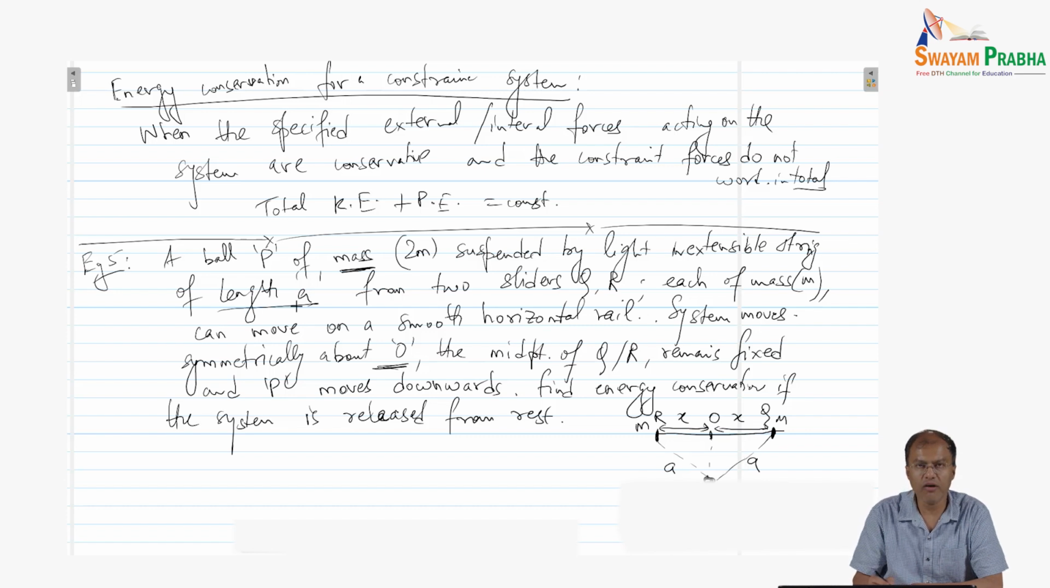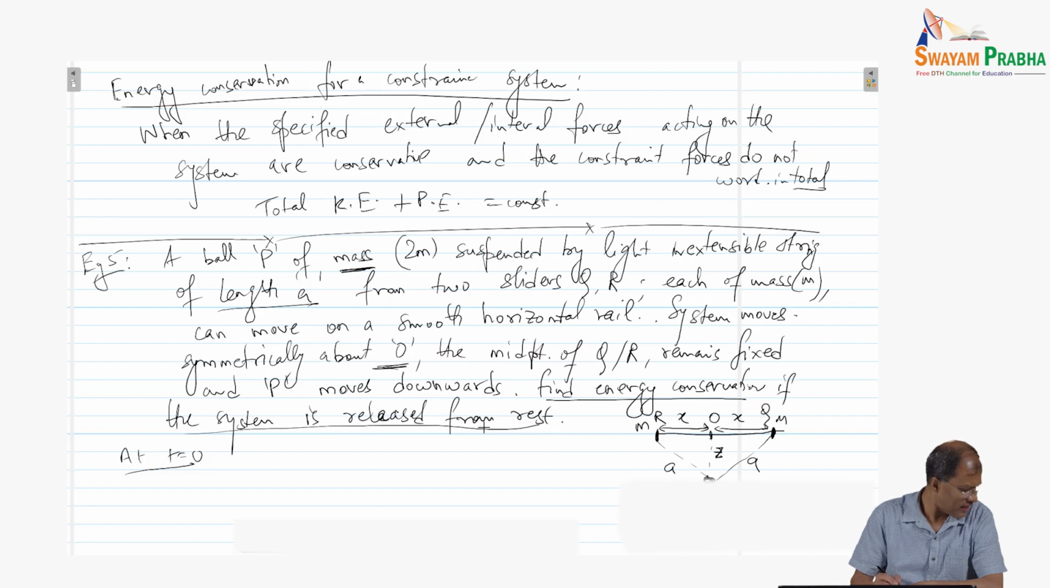So this is given here, string of length a, and let's say the total vertical distance is z. So we have x square plus z square equals a square, where a is a known quantity, and at any given time x and z are changing. So we have to find the energy conservation of the system if the system is released from rest, which means at t equal to 0 we have the resting initial condition.